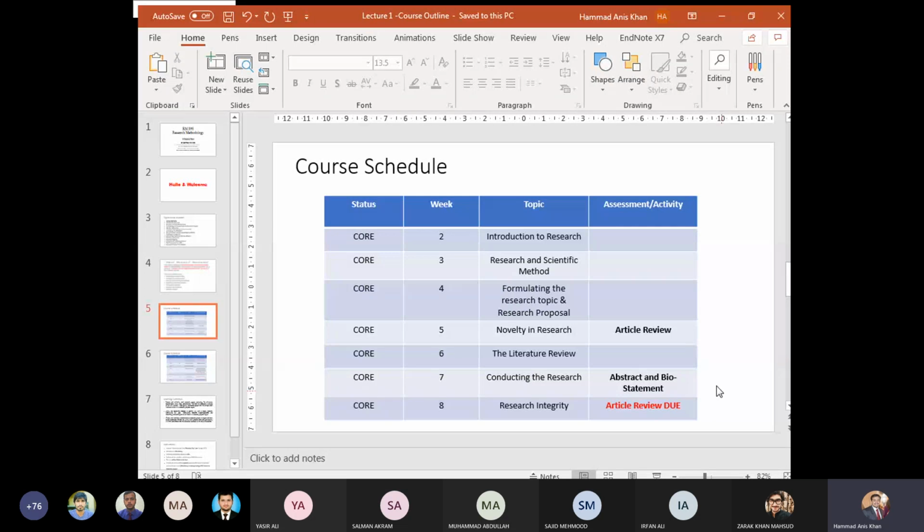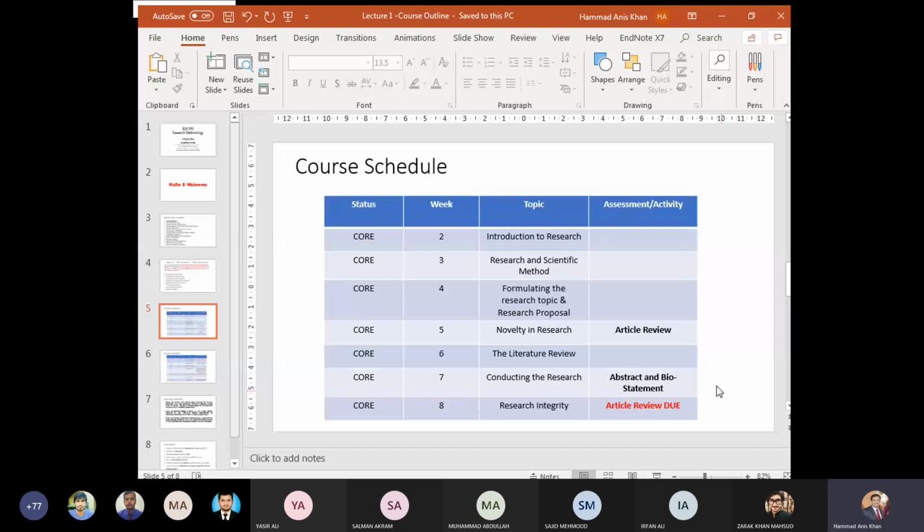But what I am planning, and this is a proposed outline, is that in weeks 2 and 3 we will go with the introduction to research, research methodology and scientific methods. Then lecture 4 would be on formulating your research, 5 would be novelty, then 6 would be literature review. All these topics will be covered: conducting the research, research integrity, and then on the right side you can see the assessments. Initially, for weeks 1 to 3, I haven't planned any activity.